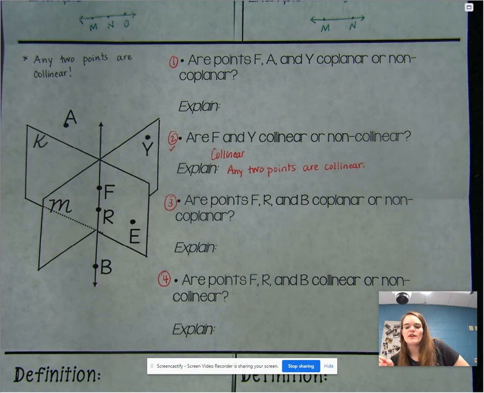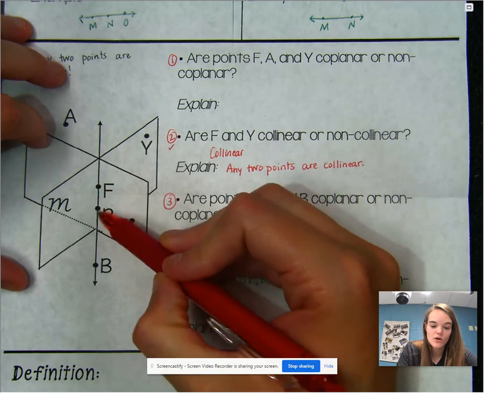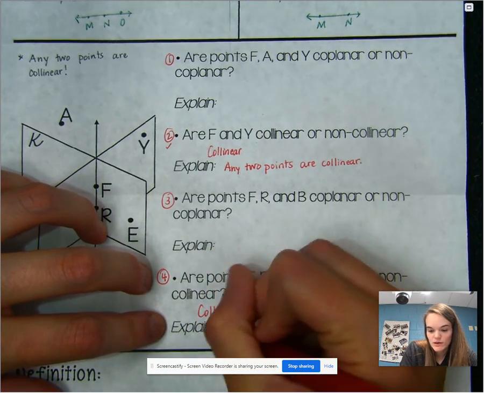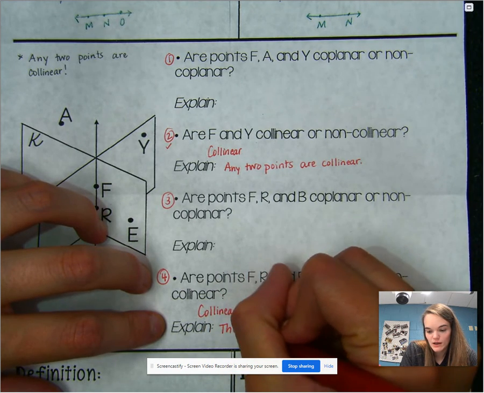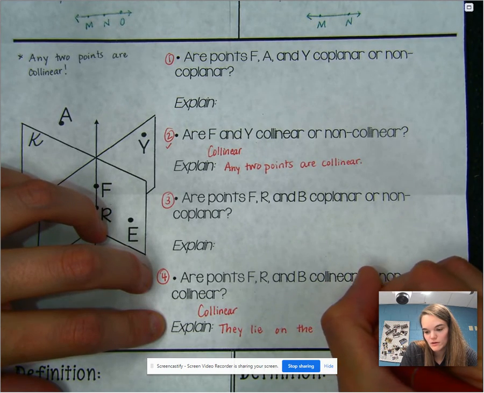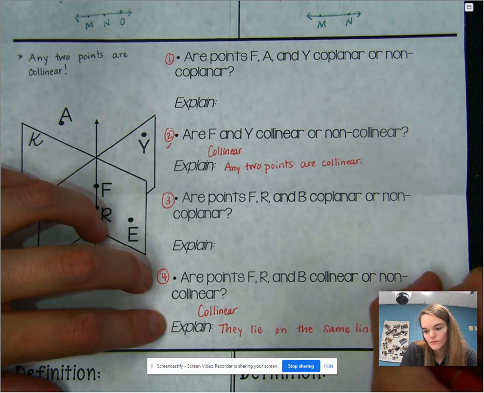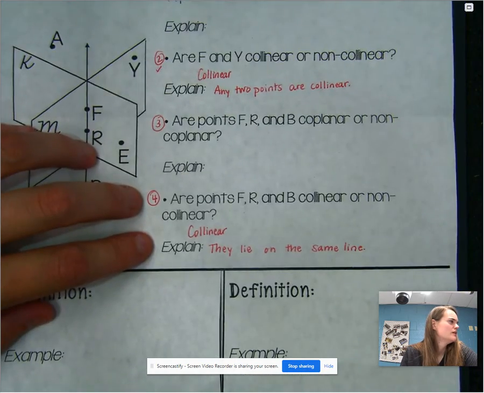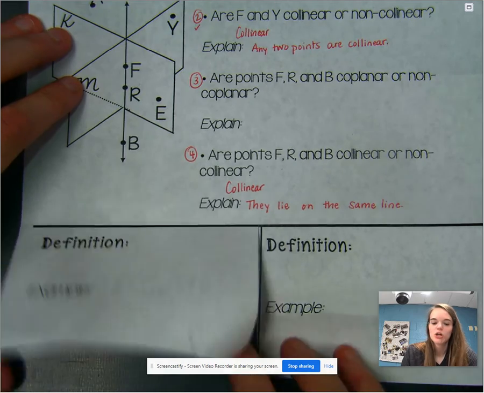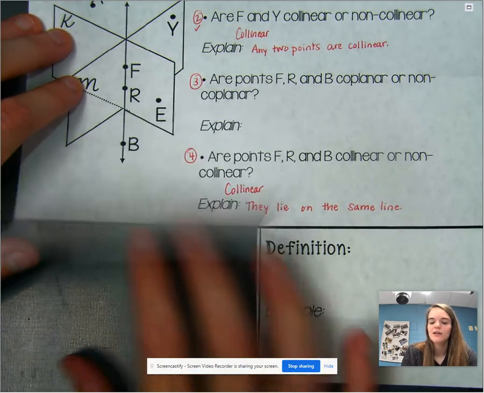Number 4. Are points F, R, and B collinear? Think about that for a minute and you answer that. F, R, B. They are collinear. They lie on the same line. So yes, they are collinear. Okay, we'll come back to 1 and 3 after we define coplanar and non-coplanar.